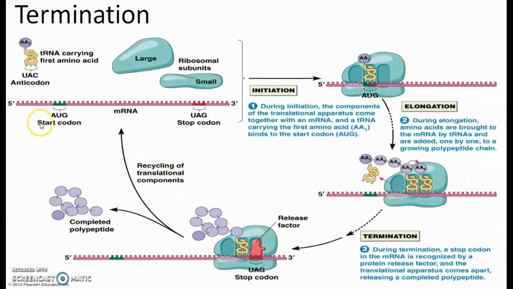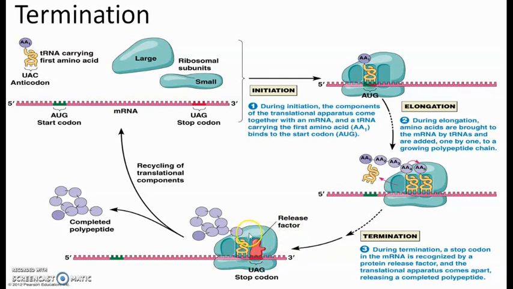In termination, the growing polypeptide chain is attached to the tRNA, and the next codon that has come is not a sense codon, it is a stop codon rather. There are three types of stop codons: UAA, UAG, and UGA. For any of these three, there are no tRNAs in the system, so no tRNA will come and bind here. Instead, there are release factors that come and bind with these termination sequences.